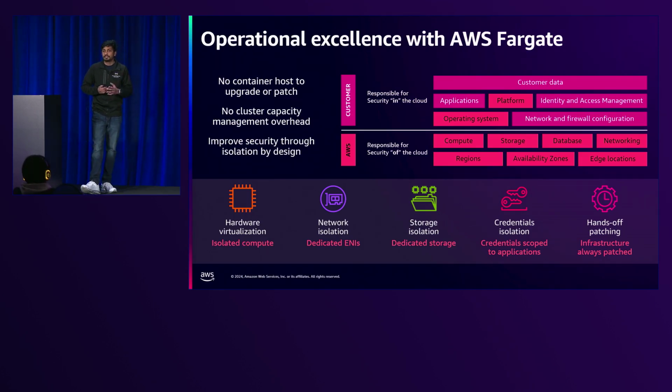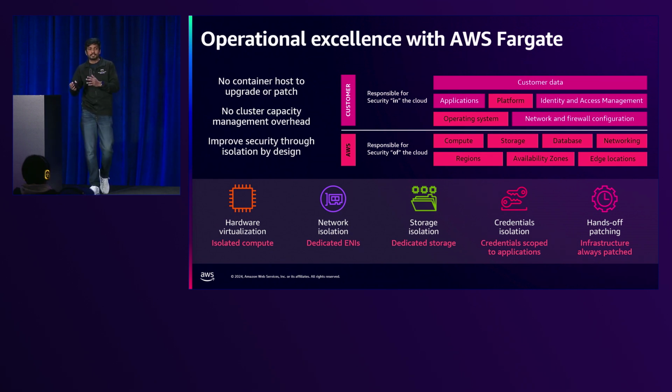Improve security through isolation, which means each task on Amazon ECS is going to run in a separate kernel when you use AWS Fargate. As you can see on the right side, in the shared responsibility model with AWS Fargate, the customer is only responsible for the customer data, applications, IAM, which is identity and access management, and network access and firewall configuration. By using AWS Fargate, you get isolated compute, dedicated ENIs, dedicated storage, credentials scoped to applications, and infrastructure that is always patched.